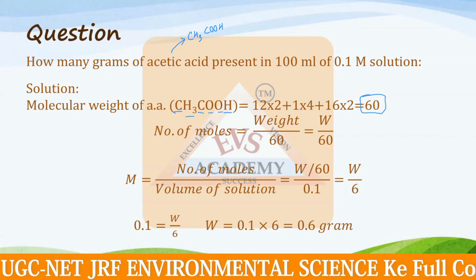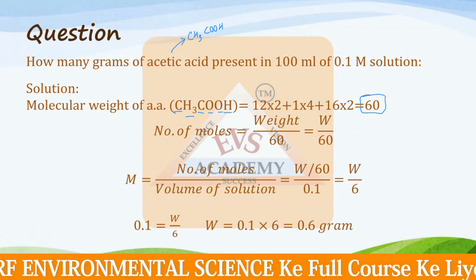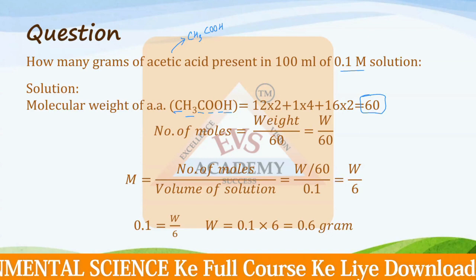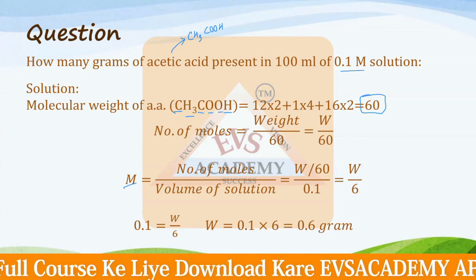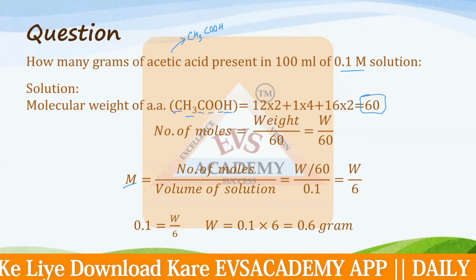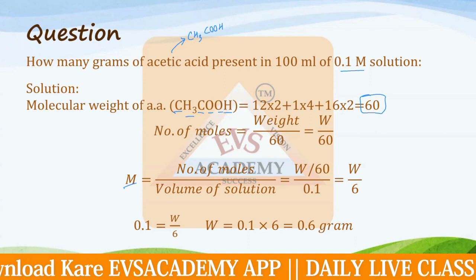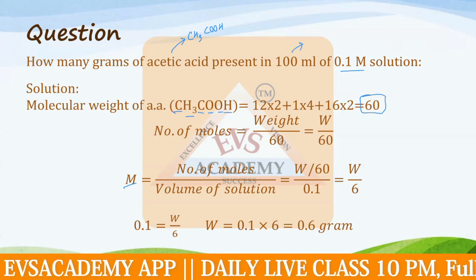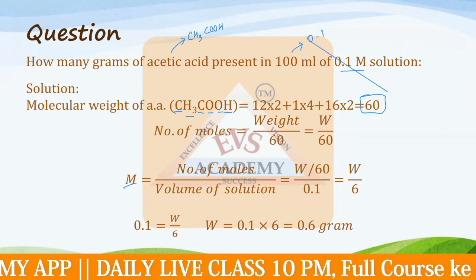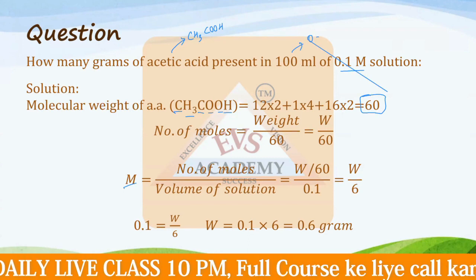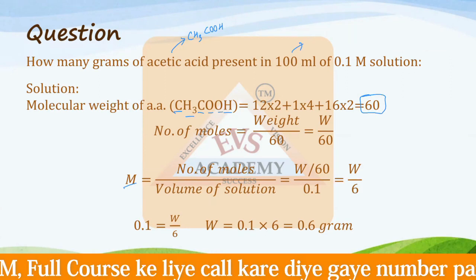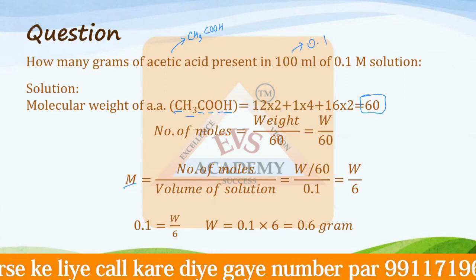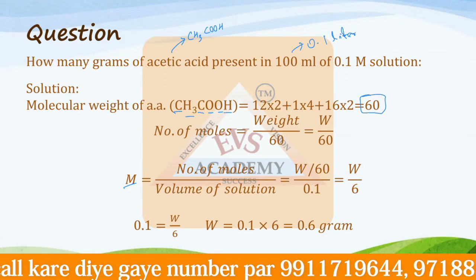Molecular weight is 60 here, so the number of moles is W divided by 60. Molarity is provided, 0.1 molar, so you put 0.1 in place of molarity. For the number of moles, put W divided by 60, divided by 0.1. 0.1 is the volume of the solution, 100 ml. So you have to put it in the form of liters. So this would be 0.1 liter.